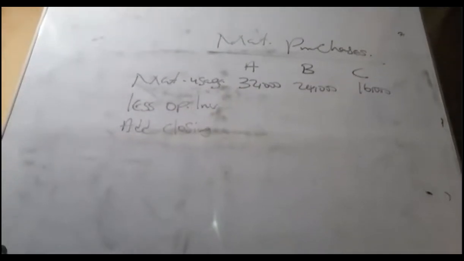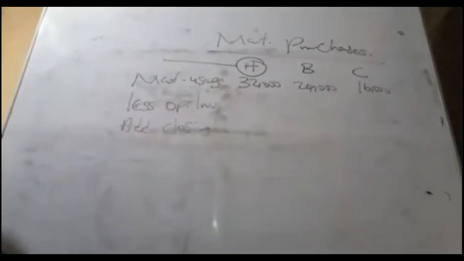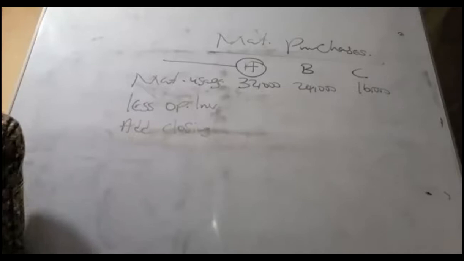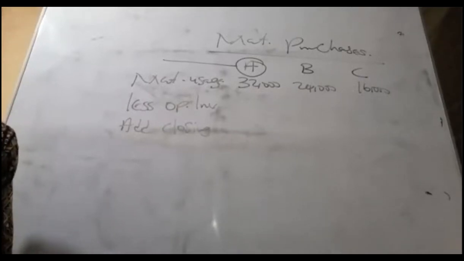We are done. So if there's any of this material, maybe material A, you have some of material A available. That's the open inventory. Subtract, we don't need to buy those ones. We are not going to buy. So that's why we are subtracting. So let's go to the question. If you have open inventory and closing inventory.